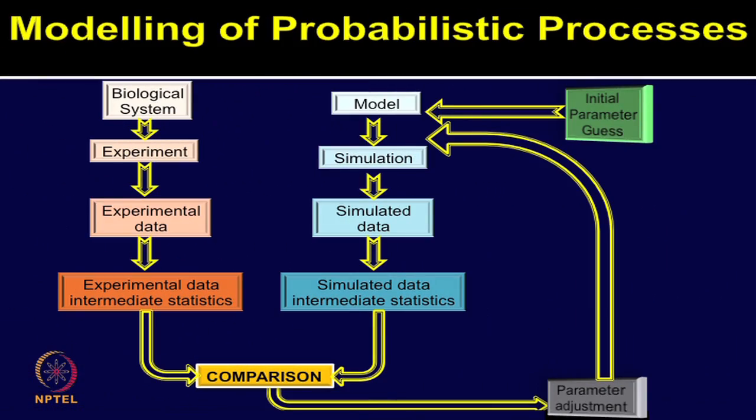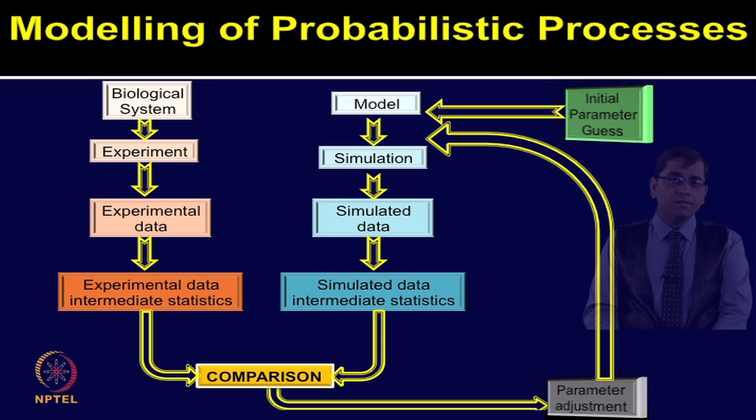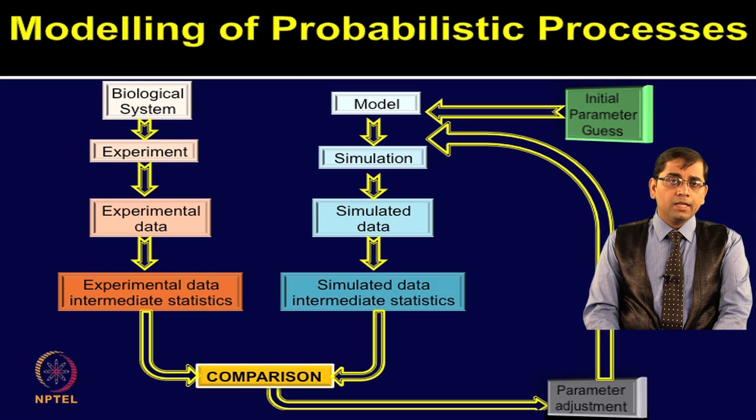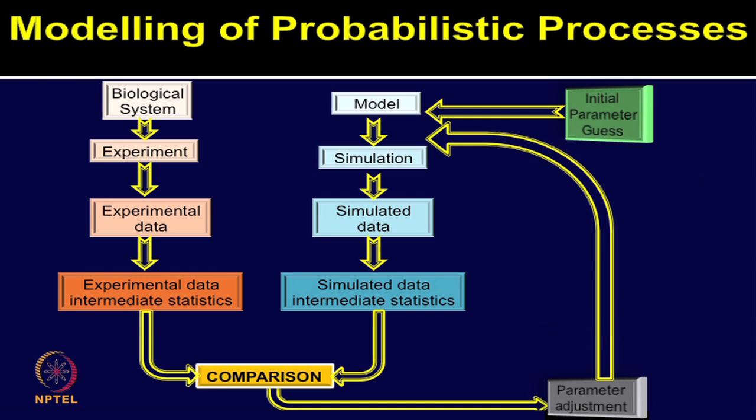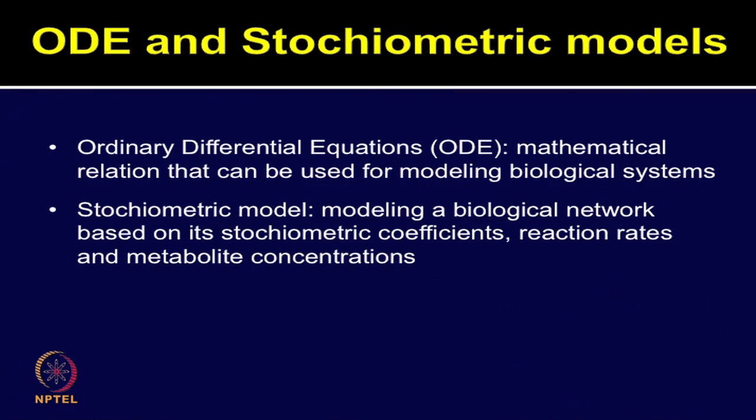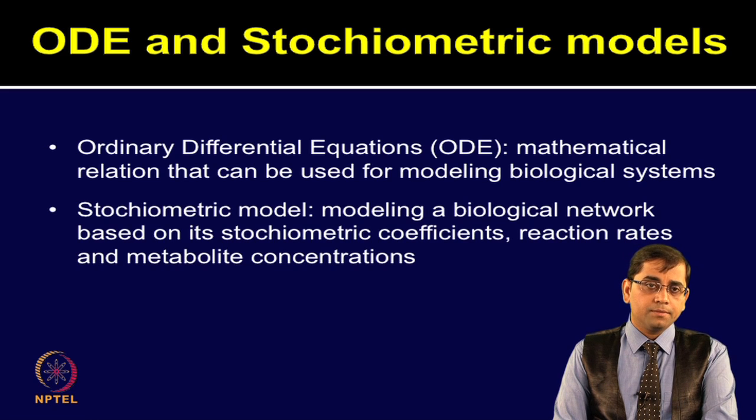The modeling of probabilistic processes involves, let us say, you want to study a biological system, so some experiment has to be performed. The experimental data set will be generated, from which some statistics could be applied, which can be used for comparison. Now, different types of models can be generated using simulations and simulation data sets, which can be used for intermediate statistics. By comparing these two types of information and adjusting the parameters, one can study the system and derive probabilistic processes.